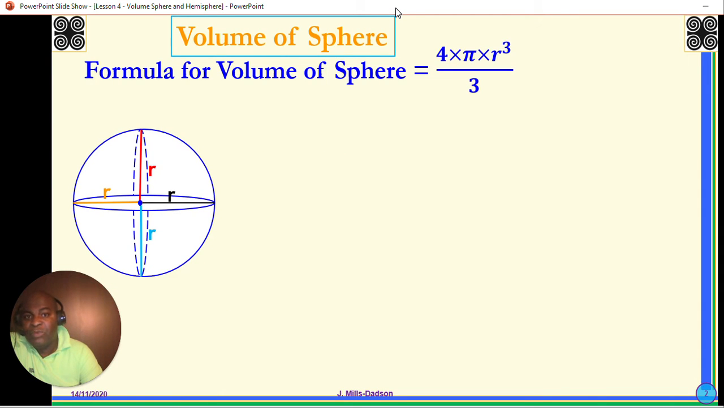The formula for the volume of a sphere is given simply as 4 pi r cubed over 3. And that is a sphere. Any line from the center to the edge of a sphere is a radius. So that is a radius. That is also a radius. Even all the way diagonally will also give us a radius.